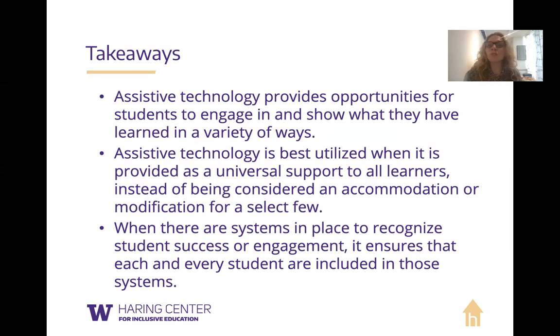It can open doors for students to engage in and show what they've learned in a variety of ways. And as educators, it provides us with the means to provide choices for our students to allow them to most effectively engage in the learning process.